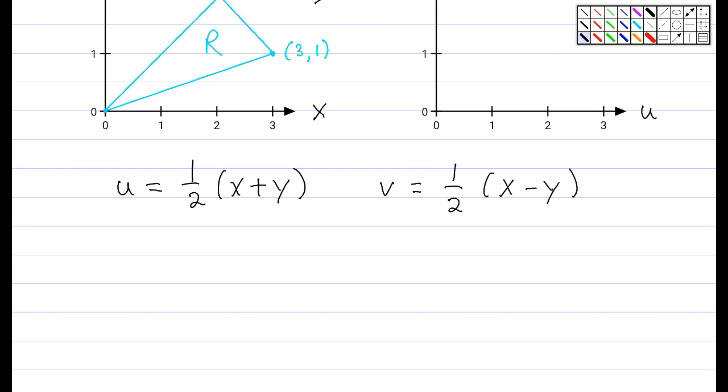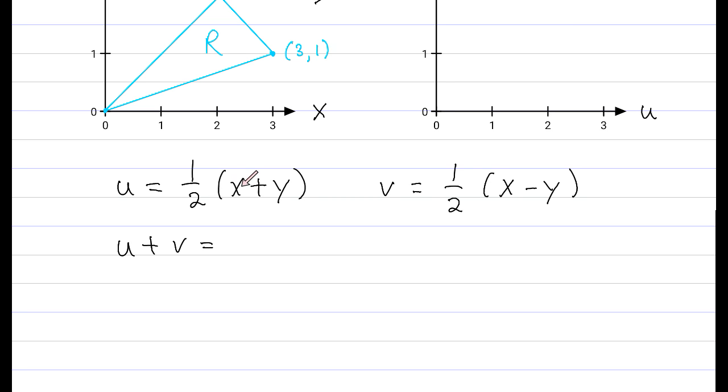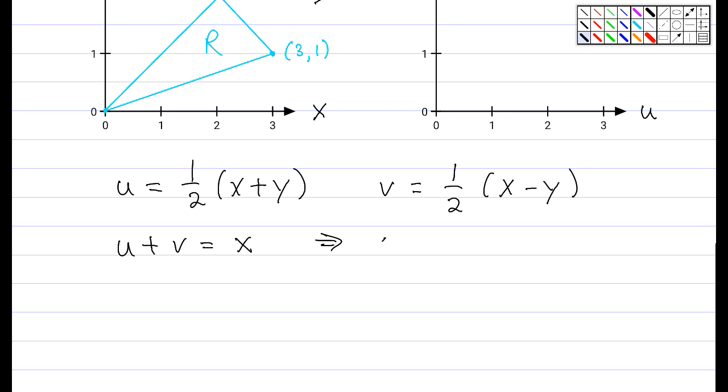In fact, you can see if I add these two equations, the y is going to drop out. Let's do it. u plus v equals, I've got a 1/2 x here, 1/2 x here. The y's are going to drop out. I'm just adding those things. So u plus v is equal to x. Therefore, x is equal to u plus v.